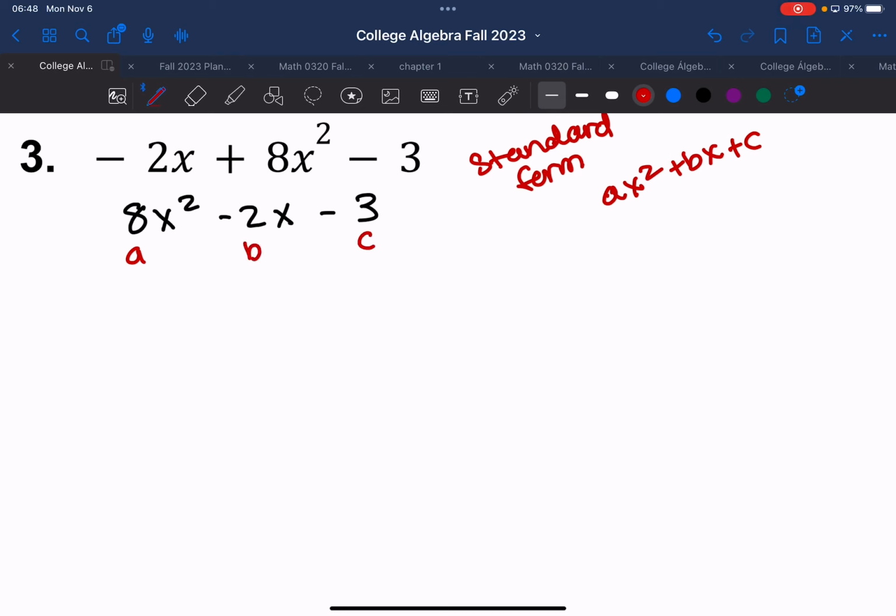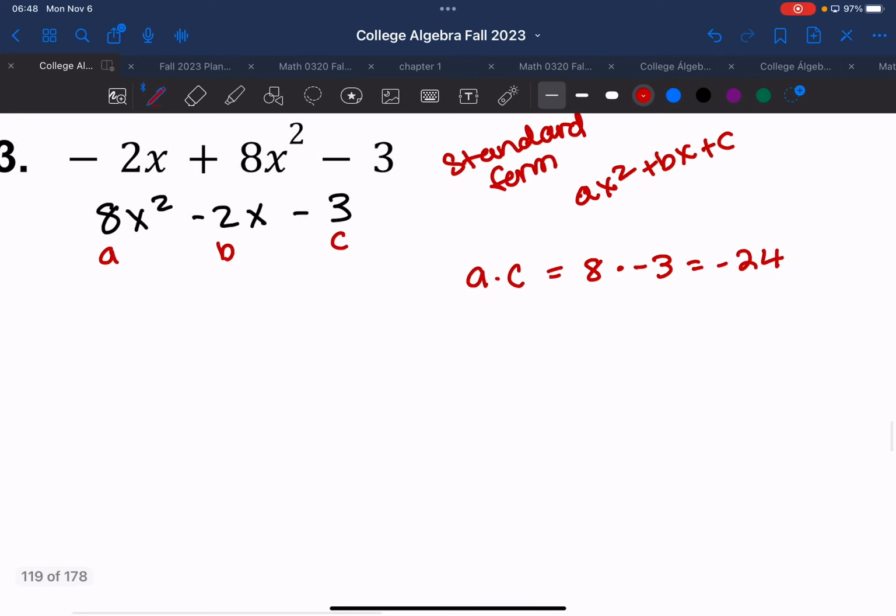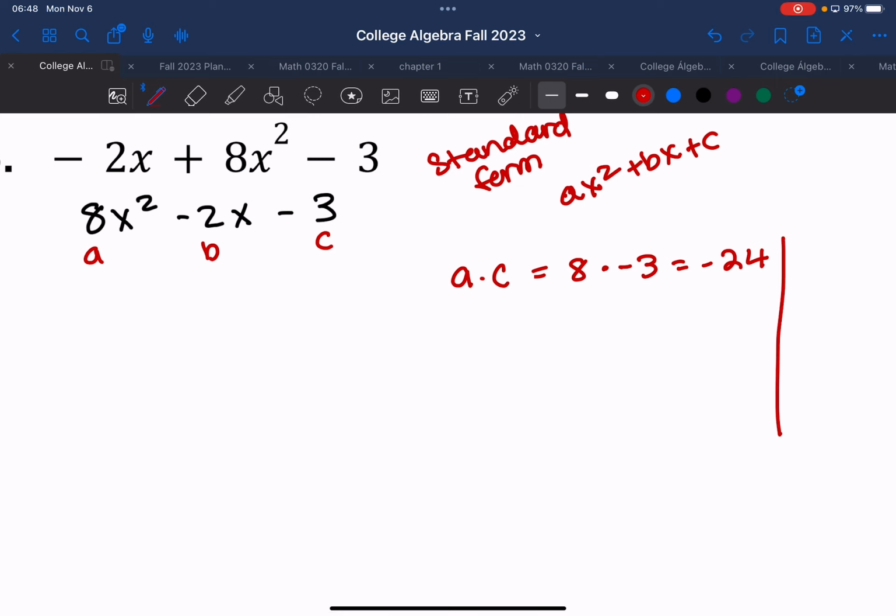Can we take out a GCF? No? So then our next step is to do what? A times c. And what is a and c? 8 and what? Negative 3. We always include those signs. So 8 times negative 3 is negative 24. And what's our b value? Negative 2.